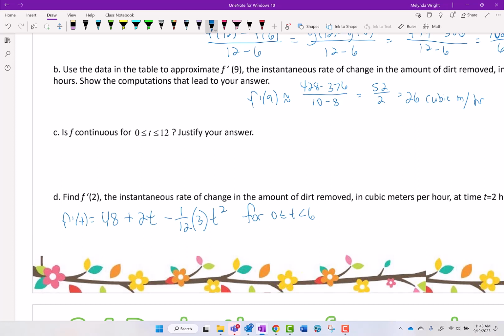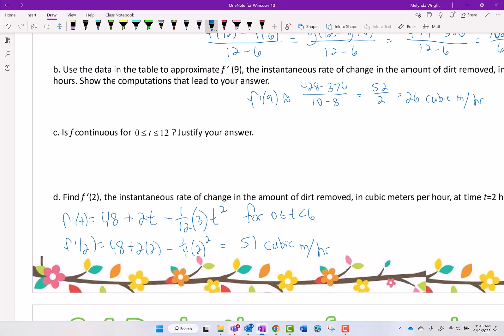So to find f prime of 2, we would just do 48 plus 2 times 2 minus 1/4 times 2 squared, and that would give us 51 cubic meters per hour. Okay, so that's just power rule.